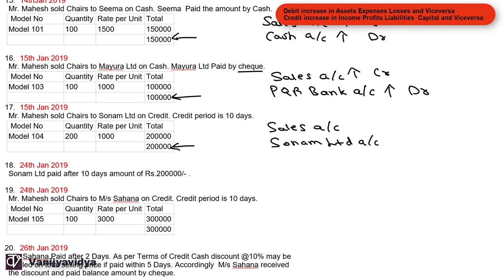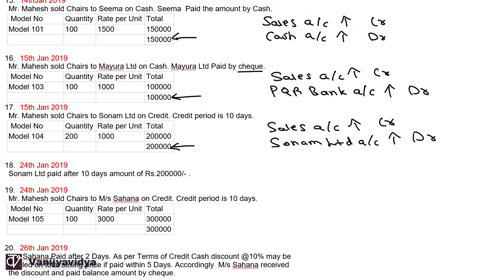Now sales is an income, there is an increase, so we have to credit. Now Sonam Limited account, we have sold the goods on credit basis. So Sonam Limited is obliged to pay us amount for the goods sold after 10 days. So Sonam Limited is an asset. There is an increase in the balance of Sonam Limited. Also Sonam Limited is known as a debtor. So there is an increase in the balance, so we have to debit. So the entry will be Sonam Limited account debit to sales account, amount is 2 lakhs.